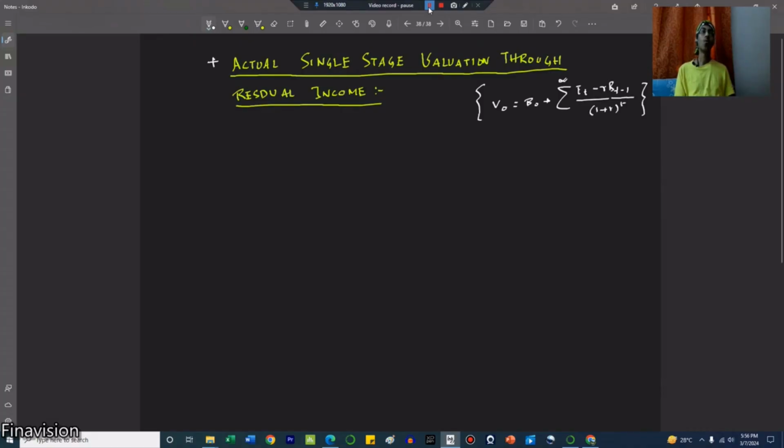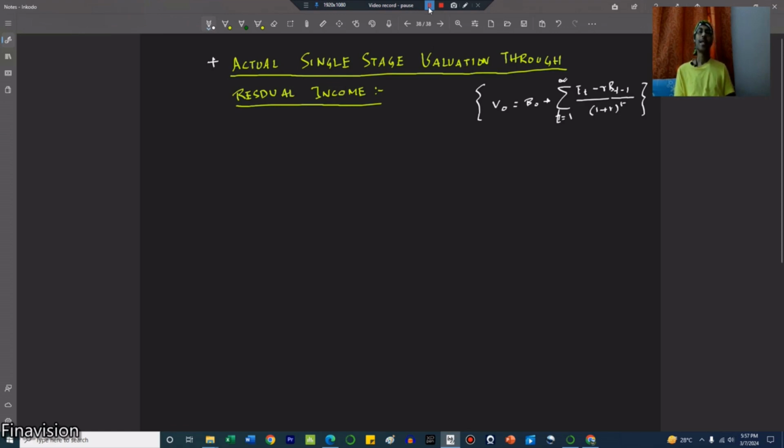Friends, till now we have used this formula: V0 is equal to B0 plus the summation from t equals 1 till t equals infinity of (Et minus r into Bt minus 1) divided by (1 plus r) to the power t. But in actual, we have only seen the cases where after a certain amount of time the residual income completely fades. Now we have to consider, what if it never fades and there is a constant perpetual growth rate g? What will happen in that case?